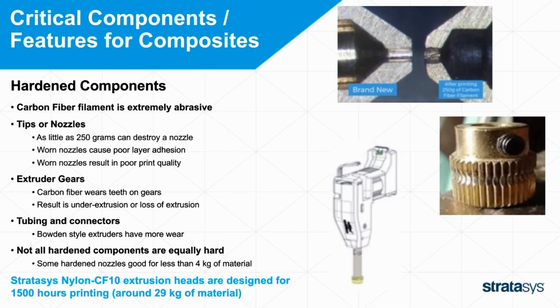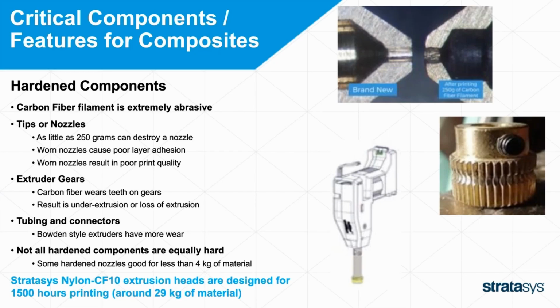Worn nozzles cause poor layer adhesion. So first layer is the height. As that nozzle wears down, that height's not accurate. And so you're not going to get the proper amount of squish of material to the build platform. And so therefore, it's not going to adhere and you're going to have delamination.